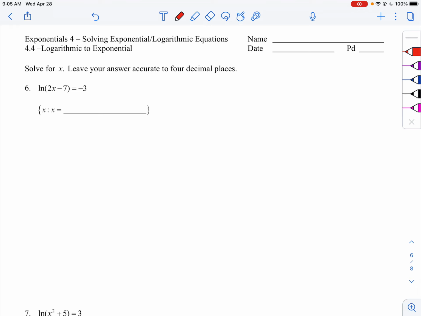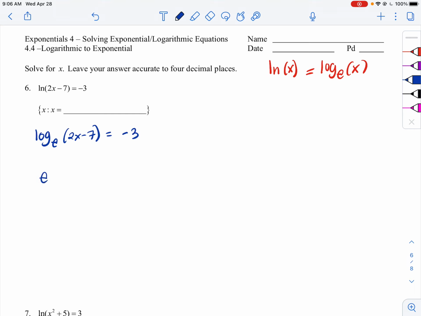Since I have a guide earlier that whenever I have ln of x, I can rewrite this as log base e of x, I'm going to rewrite this ln of 2x minus 7 into log base e of 2x minus 7. And hopefully that makes sense. Equals negative 3. And now it's easier for me to write this one in exponential form.